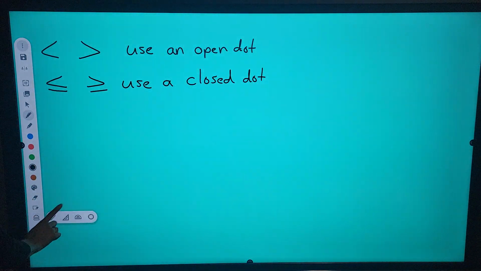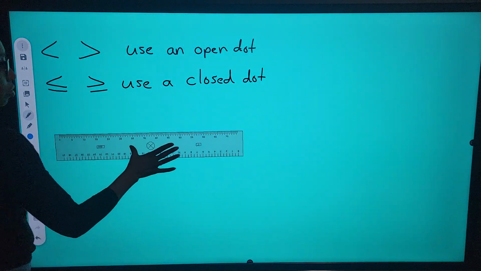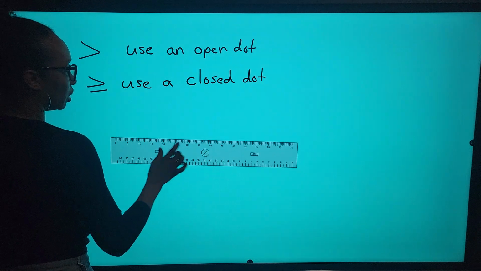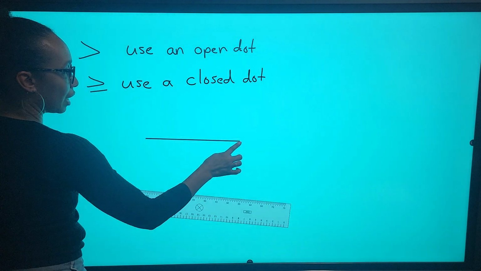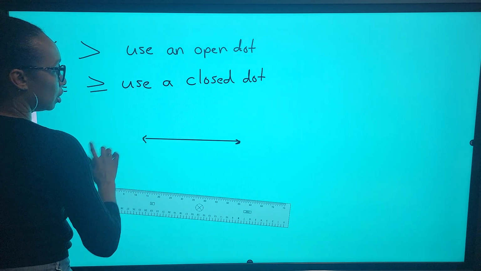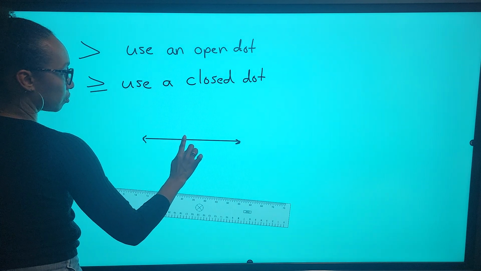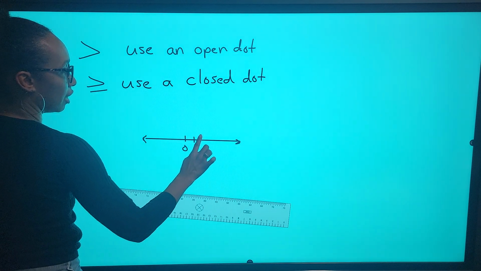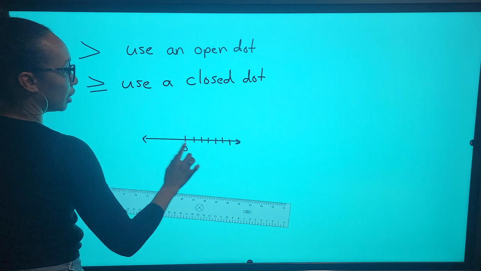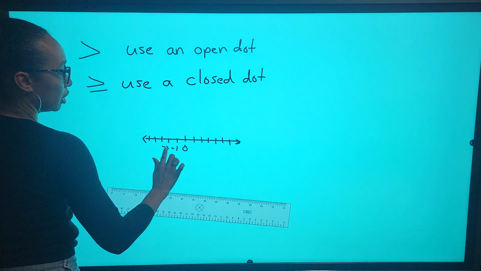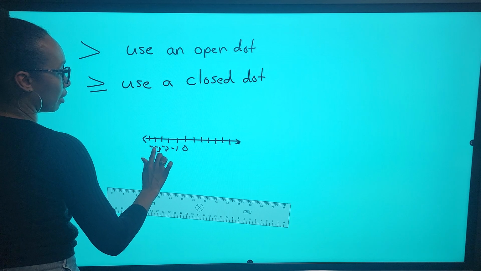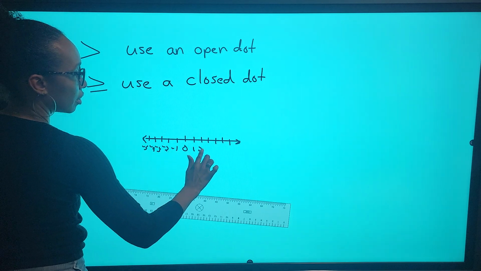So in order for us to show an inequality on a number line, this is the same number line we talked about when we were first reviewing integers, right? We have positive numbers to the right, we have negative numbers to the left, and they go infinitely in both directions. That's why we have the arrow there.